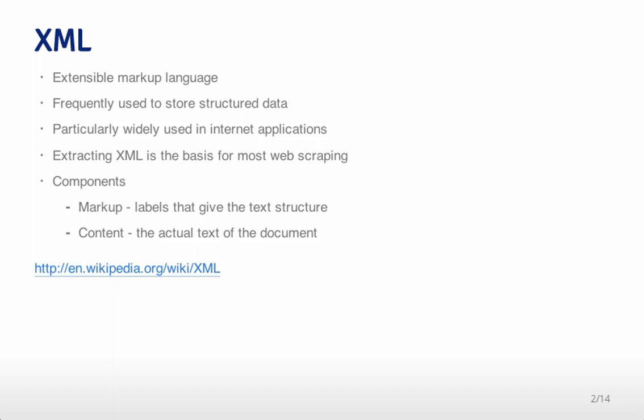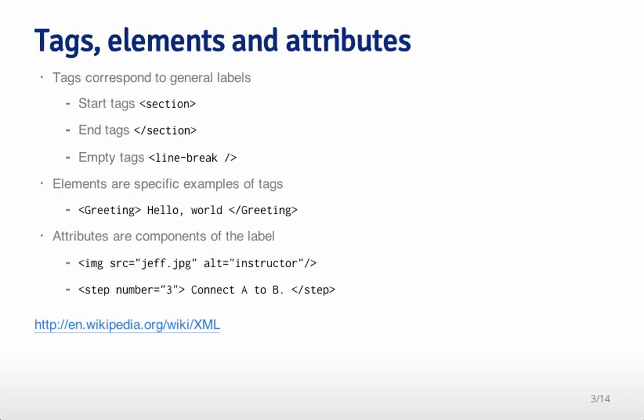There are two components to an XML file. There's the markup. That's the labels that give the text structure. If you just started typing, you would end up with an unstructured text file. The markup is the way that you add labels so that the file ends up being structured. And then the content is the actual text that you type in between the labels that give structure to the text. To be a little bit more concrete, we'll talk about tags, elements, and attributes.